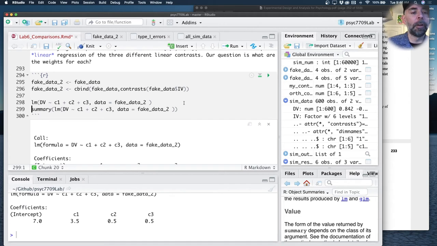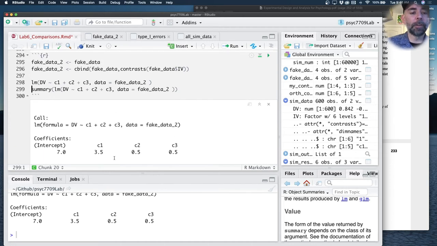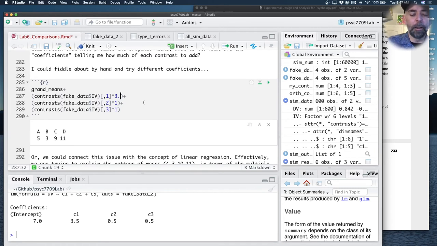Here we go. Now, notice the intercept is 7, that's the grand mean, and these coefficients are telling us exactly how much of each linear contrast we need in order to explain the data. So it's 3.5, 0.5, and 0.5. Let's go back up here and add in 3.5, 0.5, and 0.5. So we're going to add in 3.5 of the first contrast, 0.5 of the second, and 0.5 of the third to the grand mean.